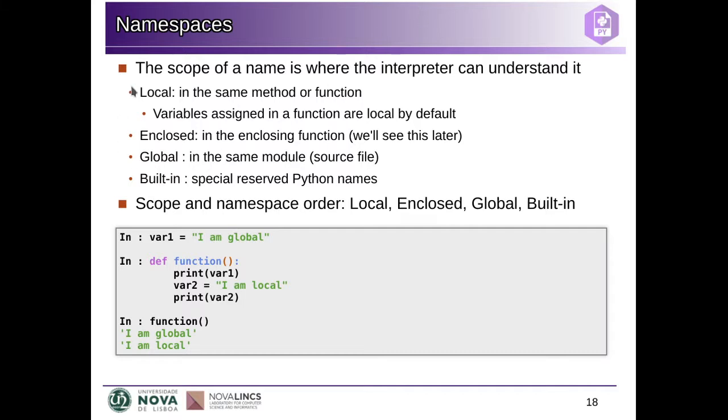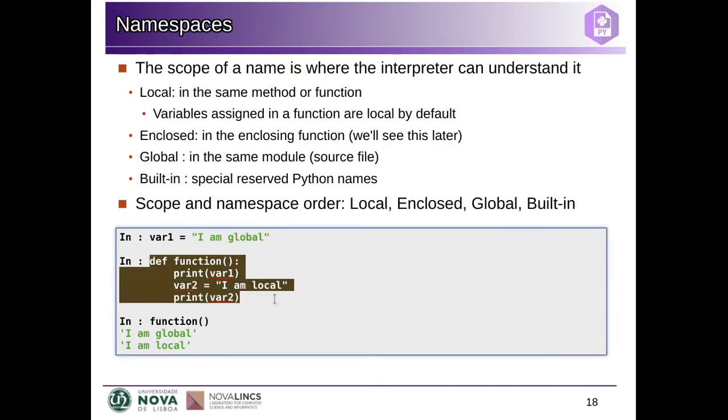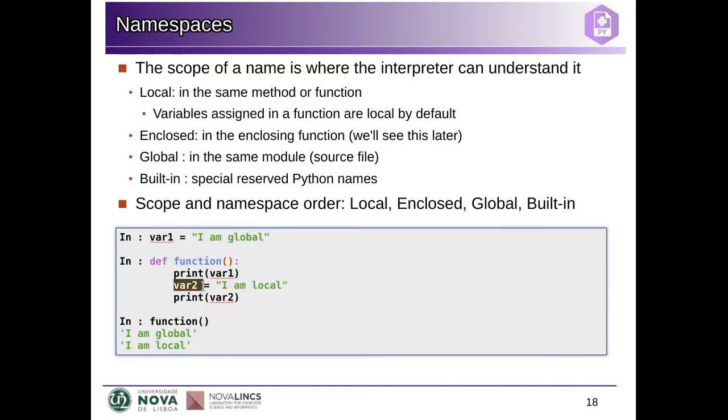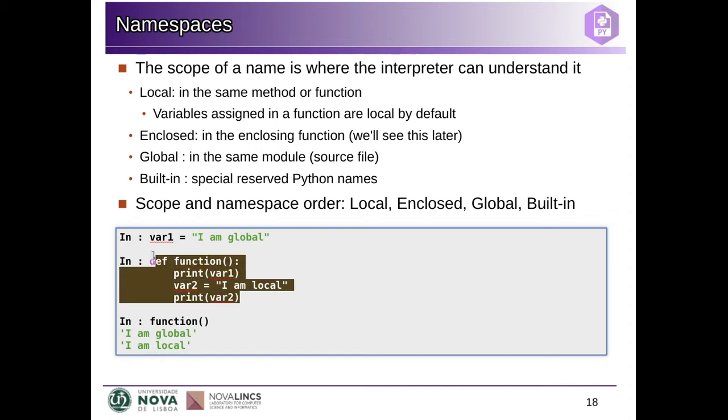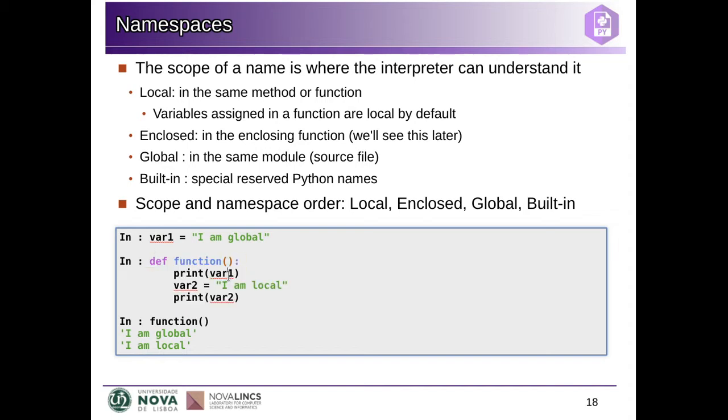For example, we saw the local scope for variables inside functions. In this function we have here, we create this var2 variable, and this var2 variable has a local scope. It's only accessible inside this function locally. So if we try to access it from outside the function, we'll get an error because we cannot access that variable from outside the function.